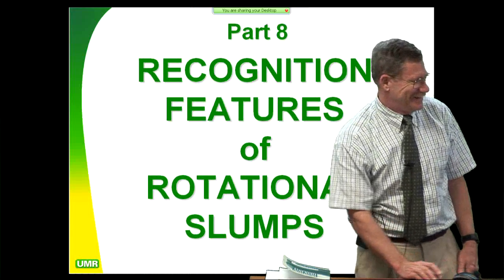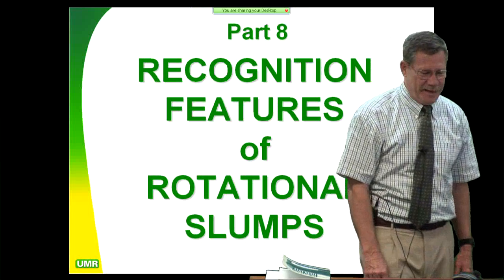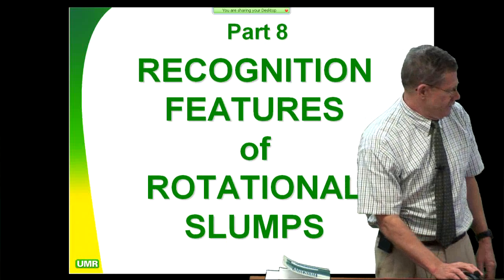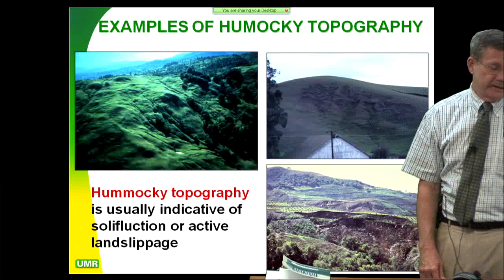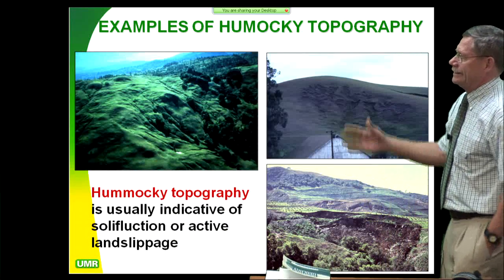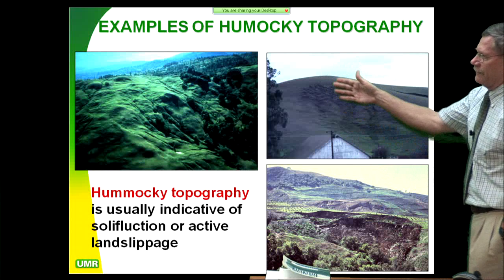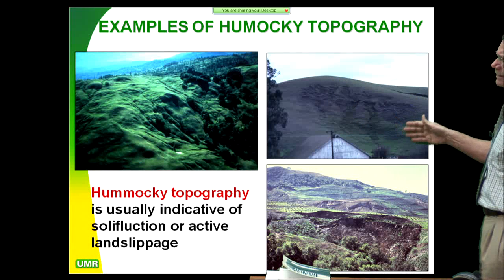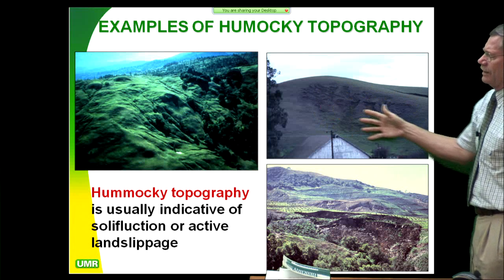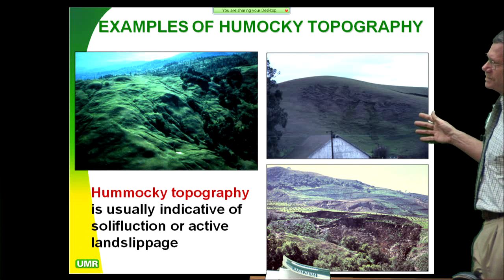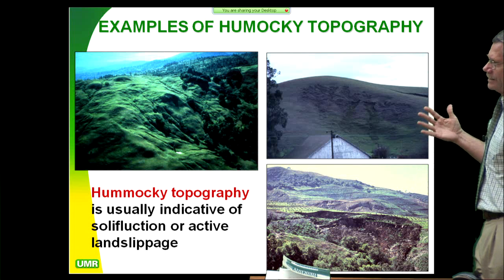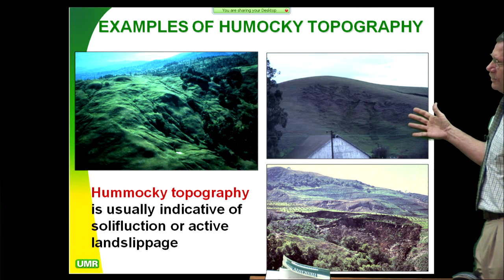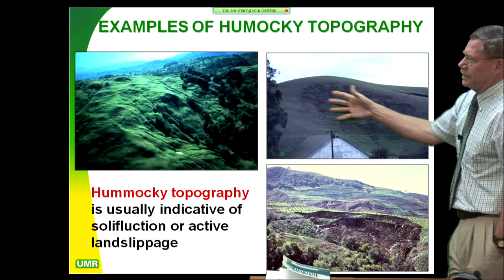All right. So today I'm going to talk about recognition features of rotational slumps. If we're out looking at landslides, obviously if we have very shallow slides like this, we can see there's something going on here. There's either some really busy prairie dogs up here moving stuff around, or you don't have to be a rocket scientist to realize something's going on here. And it's fairly shallow. It's in the upper meter or two.